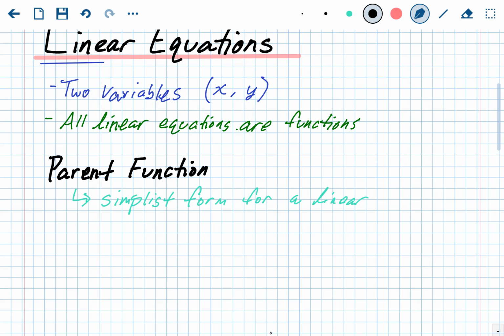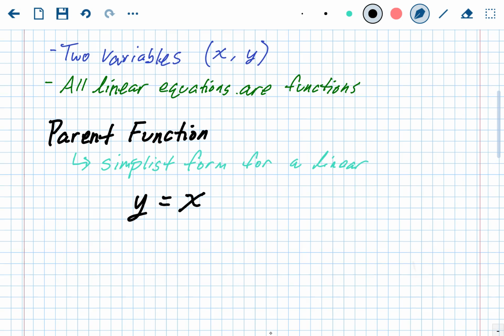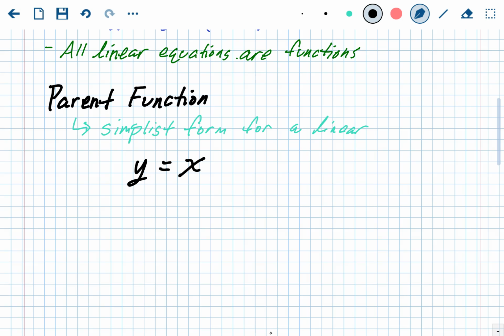The equation for the parent function for a linear equation is y equals x. So all linear equations are going to be built off this parent function, just like all children come from their parents. Every type of linear equation is going to be based around this y equals x equation.